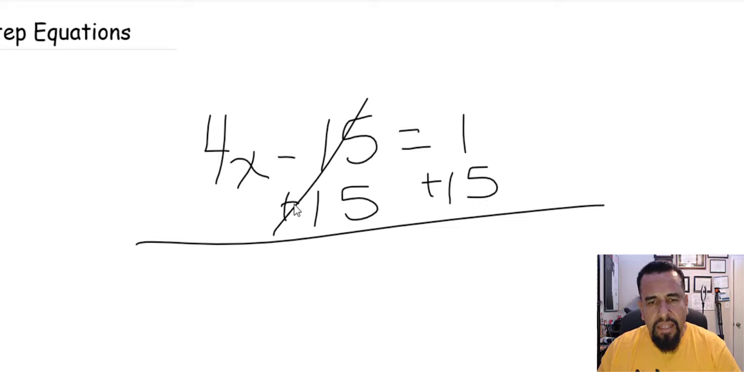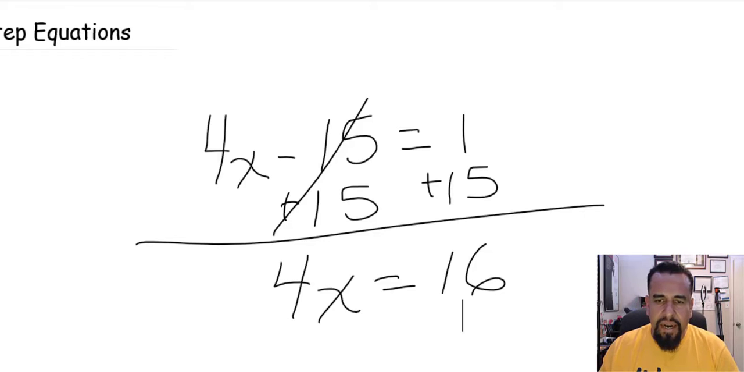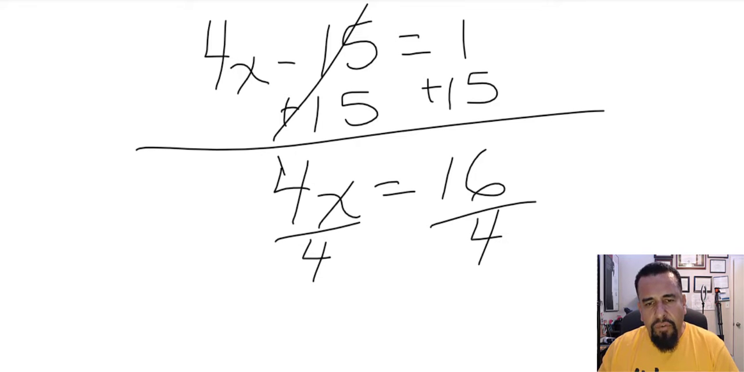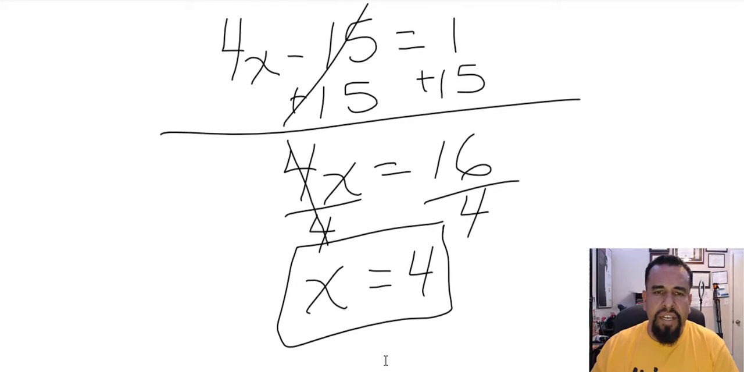All right. That becomes a 0 right there. Negative 15 plus 15, and I'm left with 4x equals 16. All right, that was my first step. Next, this is being multiplied times x, so I'm going to divide both sides by 4 because I'm doing the inverse. 4 divided by 4 is 1x, and then 16 divided by 4 is 4, so x has a value of 4 in this particular problem.